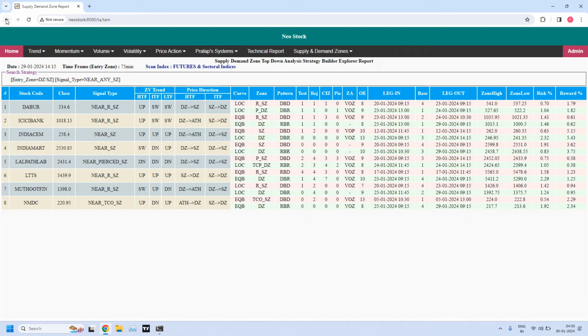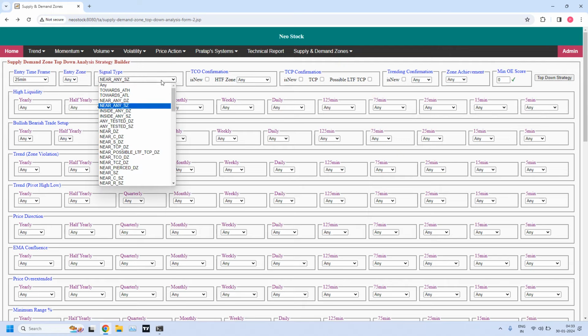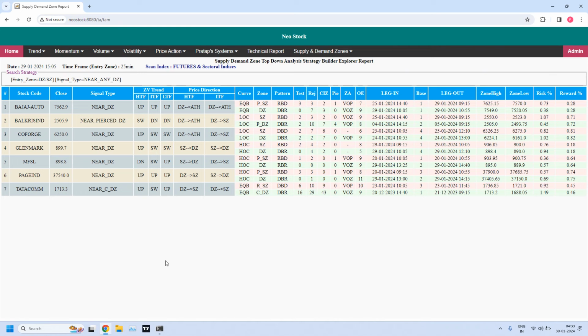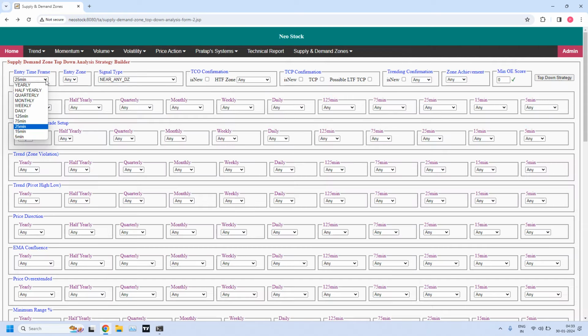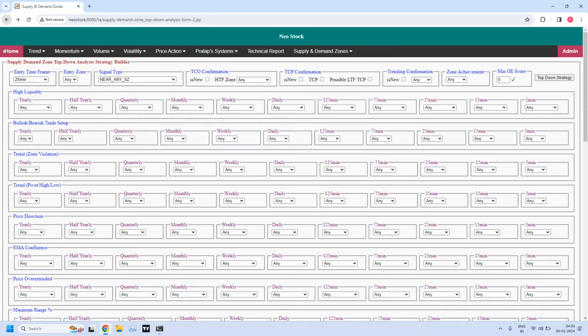So let's go back. Let me change the time frame to 25 minutes. Let us find the stocks near 25 minutes demand zone. So these 7 stocks are filtered. So let me go back. For 25 minutes time frame, let us find the stocks near 25 minutes supply zone. So 4 stocks are filtered. So let me go back.